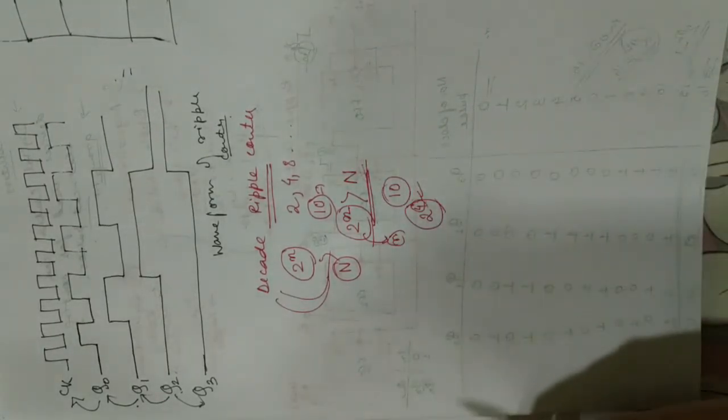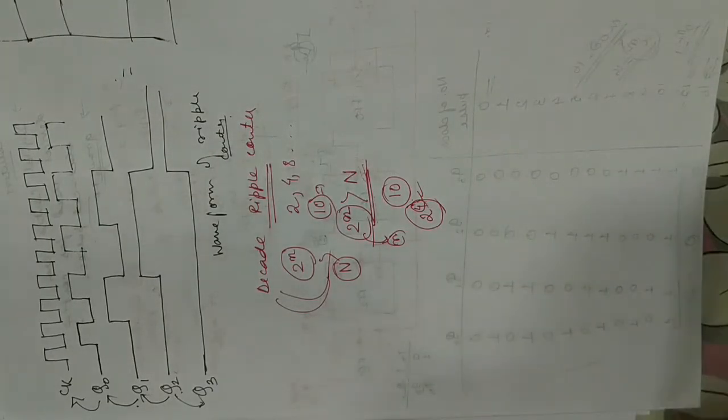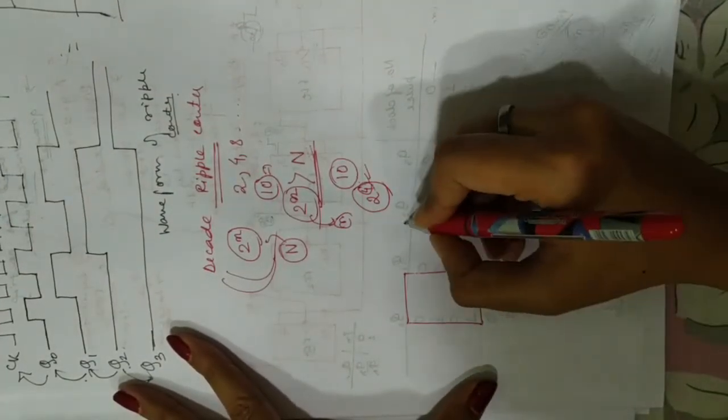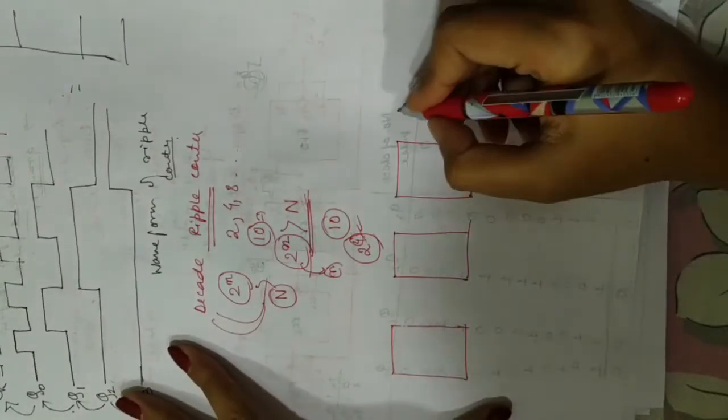So let's see how a decade ripple counter looks like. The functioning is exactly the same as what we have just seen in the case of the counter.